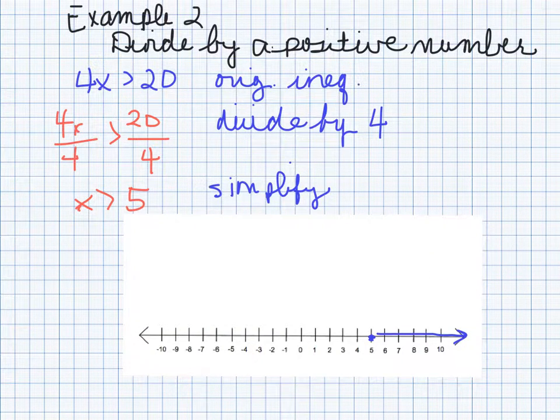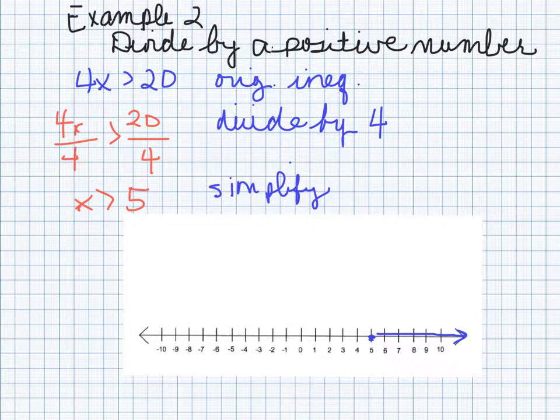Example 2, it says divide by a positive number. So I have 4x is greater than 20. That's my original inequality here. I want to separate the 4 from the x here, so I'm going to divide both sides by 4. So I end up with 4x over 4 is greater than 20 over 4. And so x, when I divide that out, I end up with x is greater than 5 when I simplify.